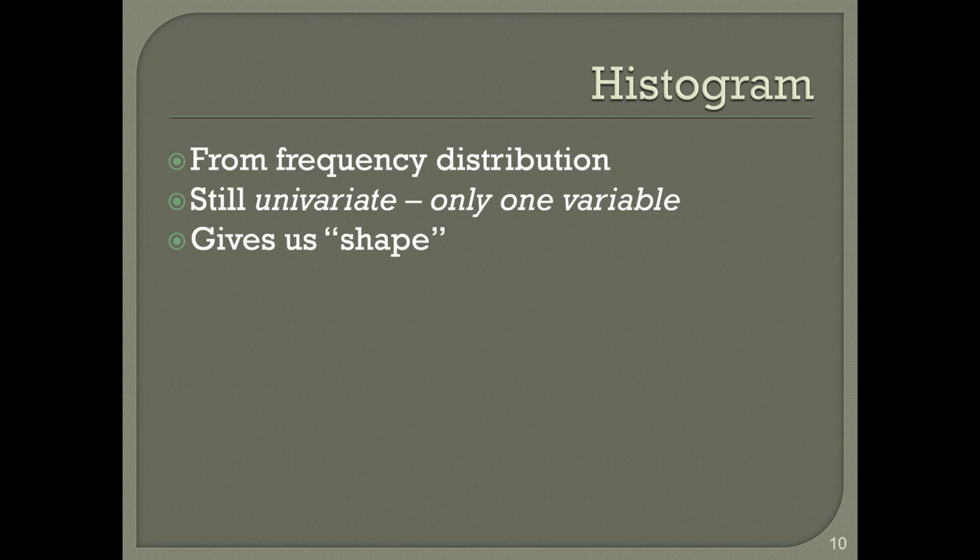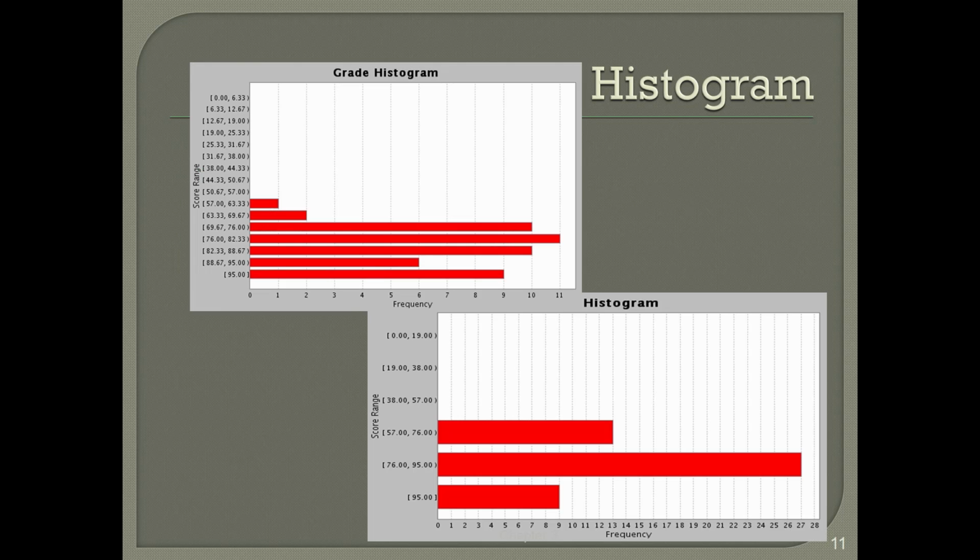It gives us shape, so now we're actually seeing the shape of the bars, and that gives us some information about the shape of the distribution. So here's some examples. If I had a histogram about grades, it gives us shape. It kind of tells us where most of the grades fell, how many people had really low or really high grades, and of course you can change the width of each of the bins or columns or bars.